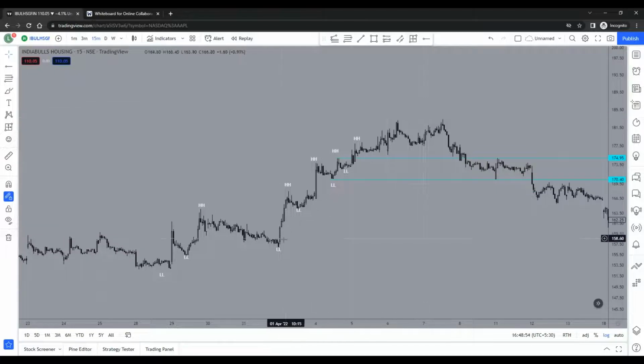Whenever it is moving up, it will be printing higher high, lower low, higher high, lower low, higher high, lower low, and a higher high, and a lower low. In the same way, our swings will keep on changing. Lower low, higher high. Okay, this way it moved here. The lower low has been shifted here.